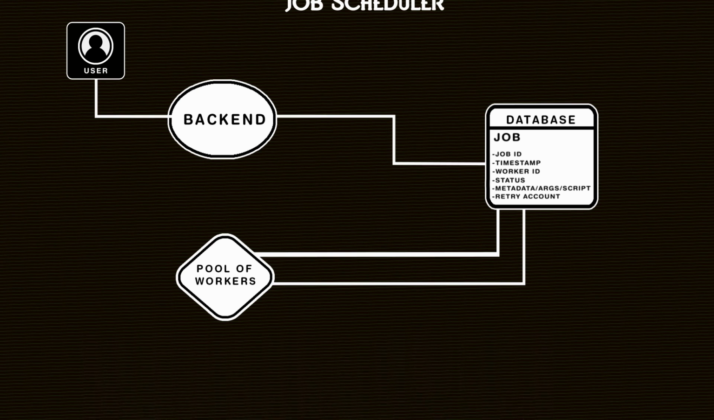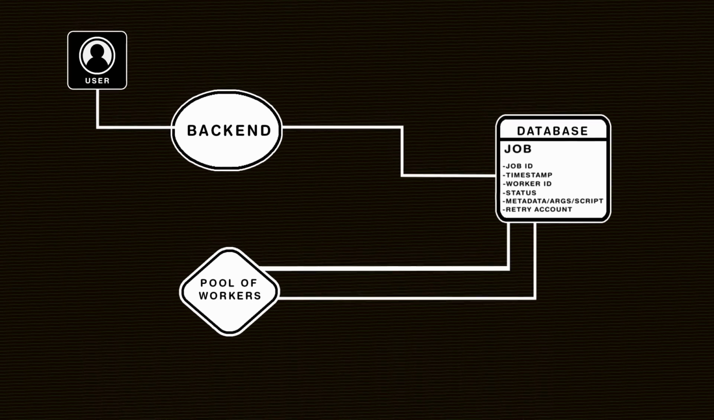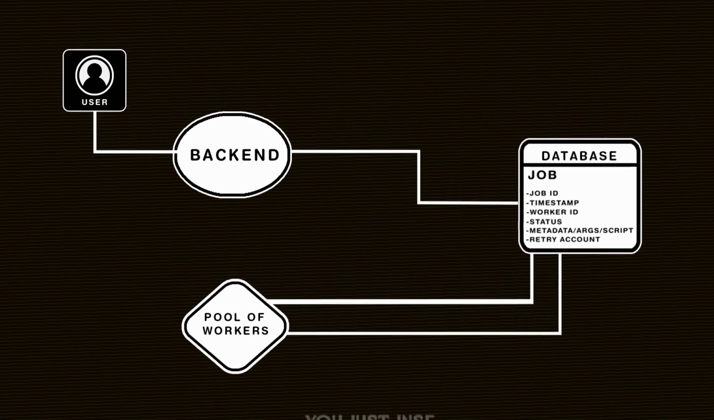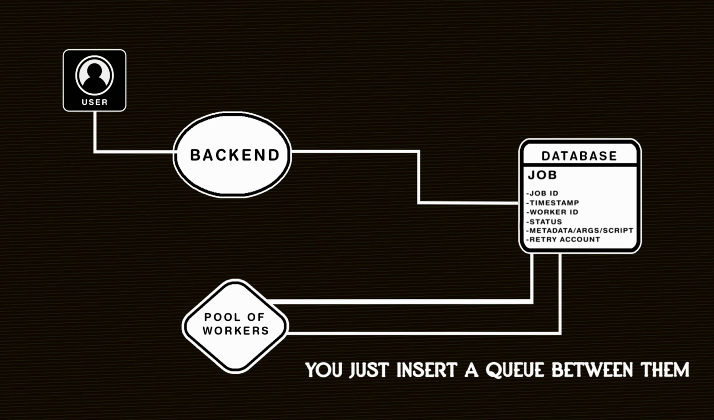So let's try to decouple this system. And well, this is a very common practice of decoupling the system. Basically the rule of thumb is that if you want to decouple two components in a system, you just insert a queue between them, and this is what we are going to do here.